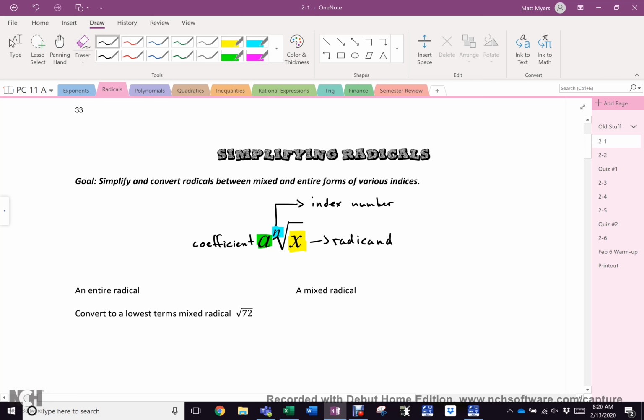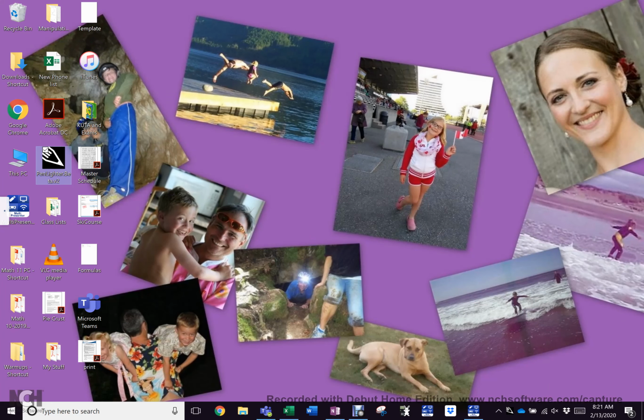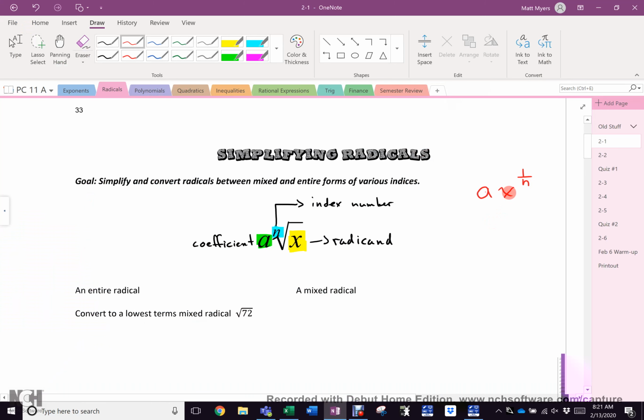Now, if we were to write this as an exponent, it would be a x to the 1 over n. Everybody cool? The x, the base. The base became the radicand. The fraction became the index, and we wouldn't write 1 there. And the coefficient still stayed the coefficient. Yeah, we're all good? All right.